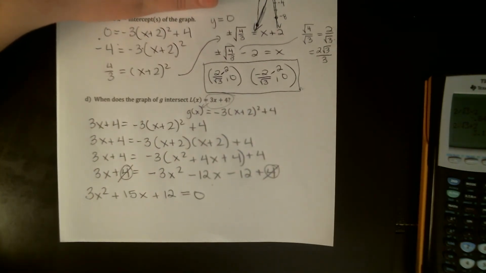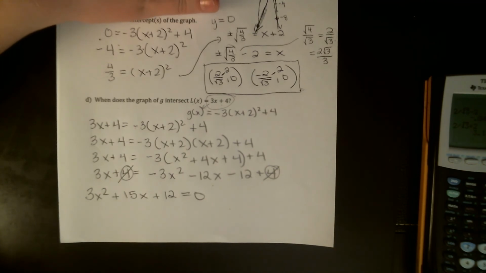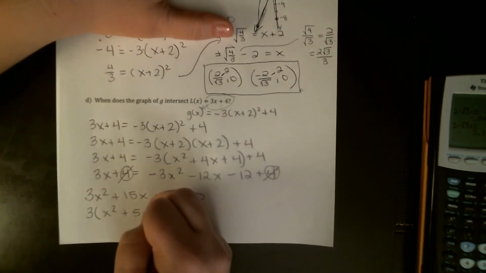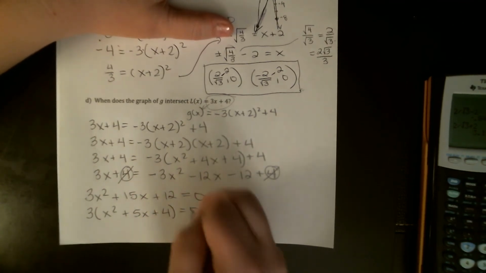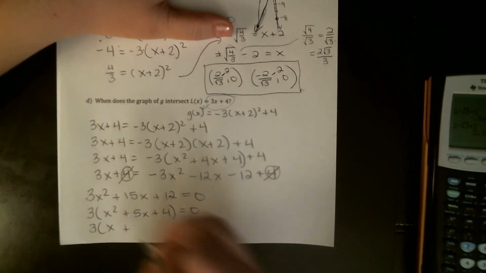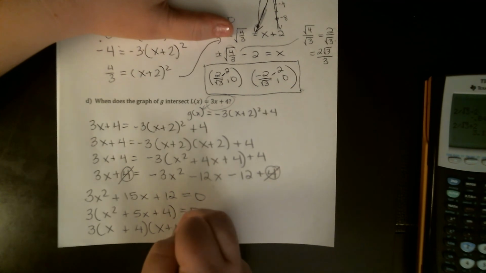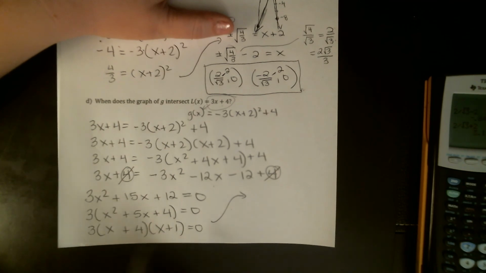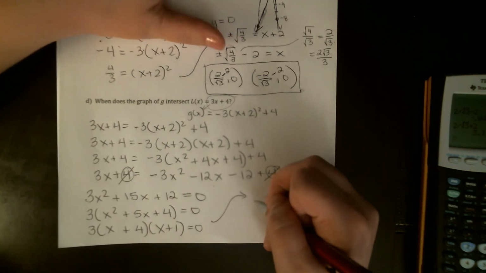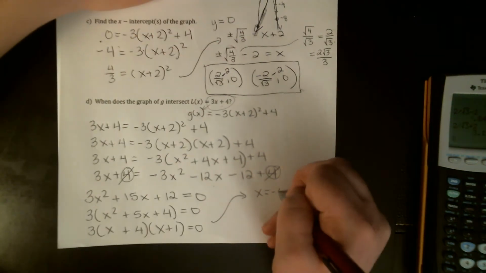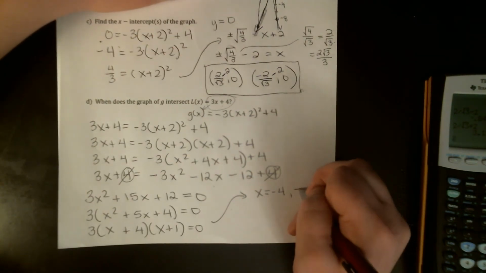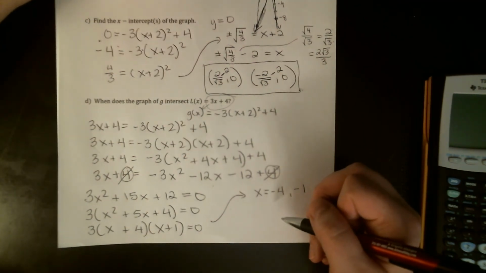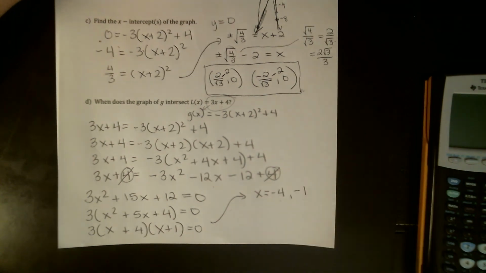Now I can work on factoring. At this point, I would either divide out a 3 or factor out a 3. It doesn't matter which. So if we have 3 times x squared plus 5x plus 4, now we can do a little better. x plus 4, x plus 1. Okay, so 3 cannot possibly equal 0, so that factor doesn't give us any solutions, but x plus 4 can equal 0 if x is equal to negative 4. And x plus 1 can give us a 0 if x is equal to negative 1. So it looks like we are getting intersections when x equals negative 4 and x equals negative 1.